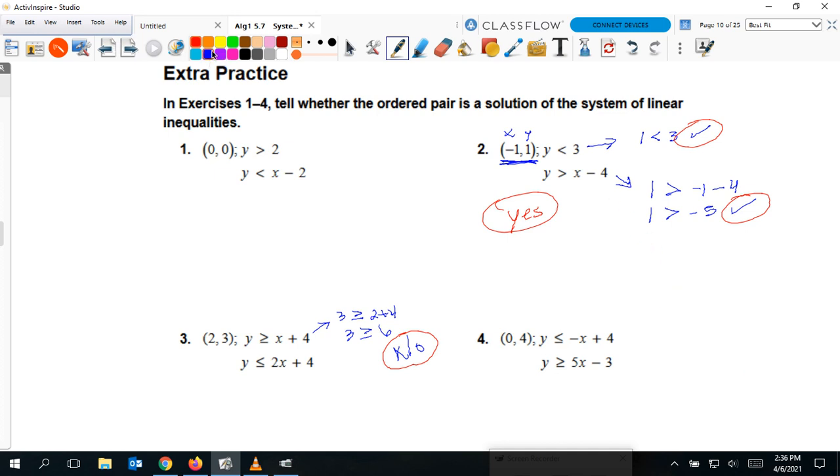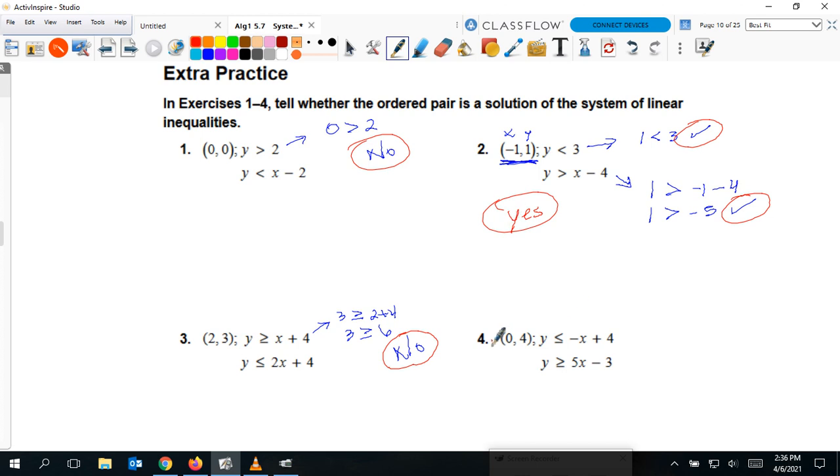All right, so hopefully you finished 1 and 4. Now you're just checking your answers. So for the first one, we're going to just put 0 here. 0 is greater than 2. Is 0 greater than 2? Obviously not, so no right away. So right off the bat, you should be able to see that number 1 is no.